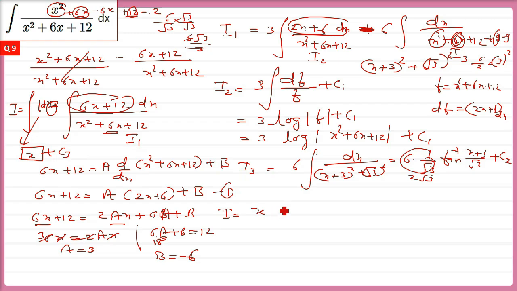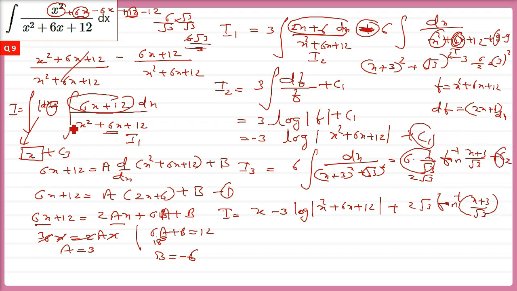So x is already there. What is negative here? So this will be negative 3 log modulus of x square plus 6x plus 12. And what about this one? This is already negative, remember? So we have a negative, so it will become positive. So just make it positive 2 root 3, tan inverse of (x plus 3) by root 3. Now c1, c2, c3, all the constants can be collected and called a capital C. This is your final result.